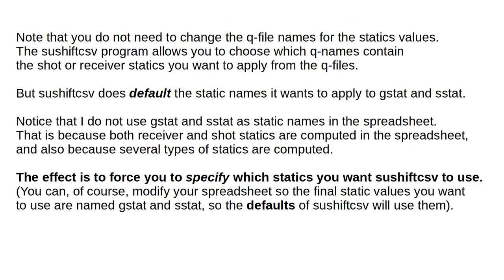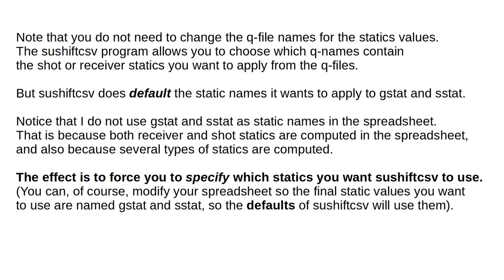Note that you do not need to change the Q file names for the statics values. The sushiftcsv program allows you to choose which Q names contain the shot and receiver statics you want to apply from the Q files. But sushiftcsv does default the static names it wants to apply to gstat and sstat.